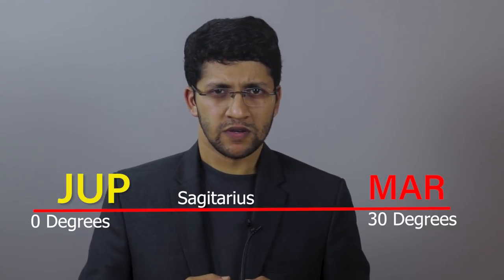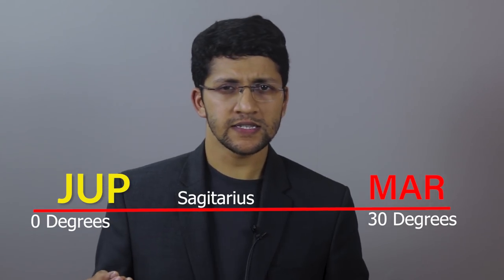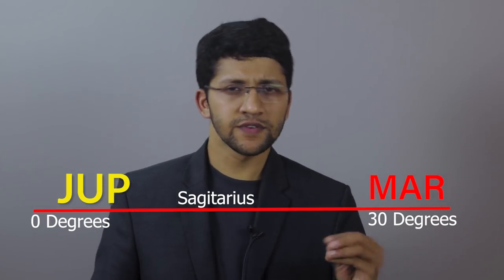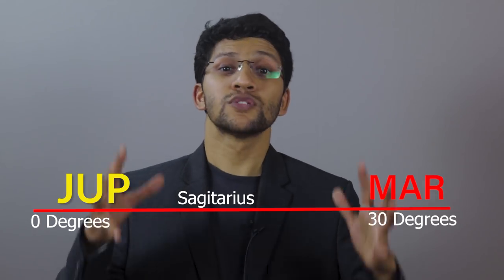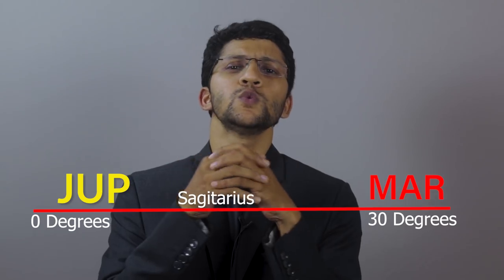Okay, but if these two planets are in the same sign but are apart from each other in context of degrees, Jupiter is in the first 2-5 degrees of Sagittarius and Mars is in the last few degrees of Sagittarius, so this conjunction will not be a tight conjunction. This will be a loose conjunction.